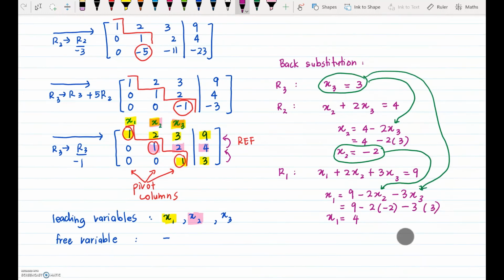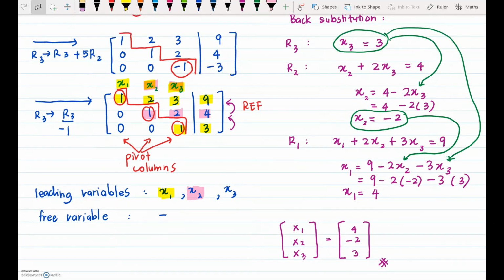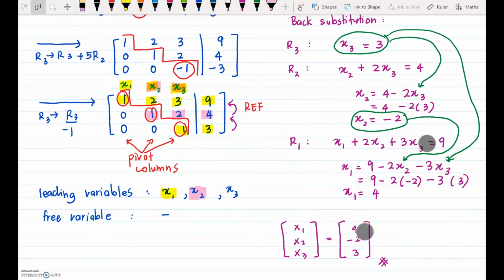Okay, so now you will write it in the form of a matrix. Your answer will be x1, x2, x3, where x1 is 4, x2 is negative 2, and x3 is 3. So this is the final solution. The solution for a system is the value of all the variables that you have in that system. Okay? Alright, thank you class.